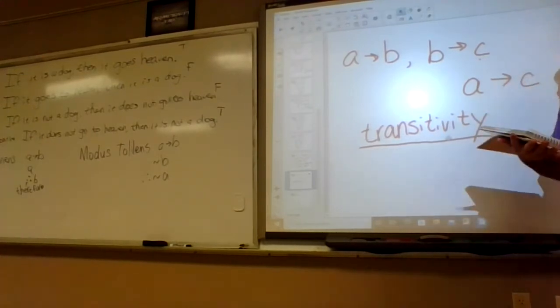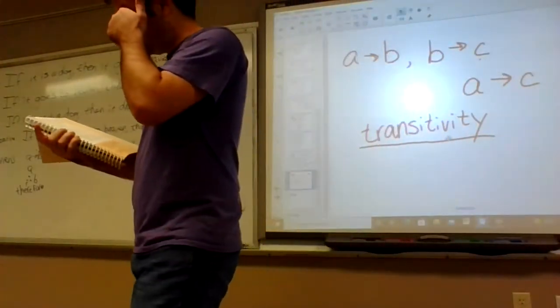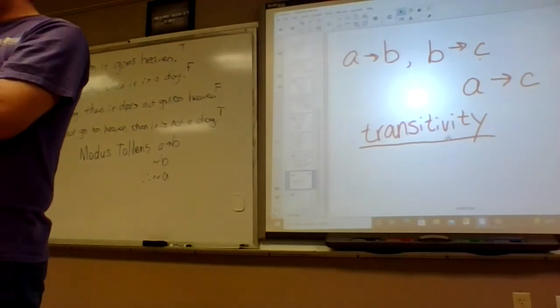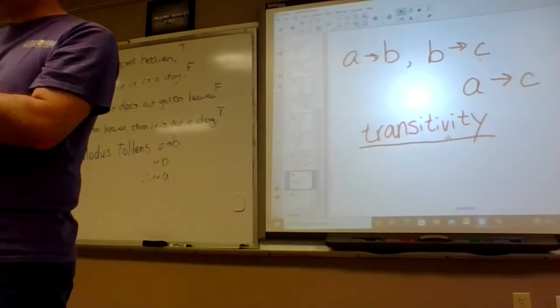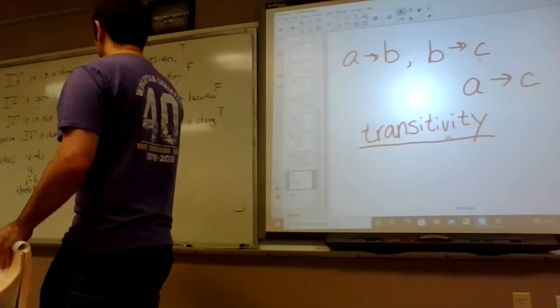We jumped to number 7, so leave space for 4, 5, and 6. Number 8 would be the modus. We're not doing 6 right now. Number 8, if A then B, and A happens, then what's going to happen? B. Modus ponens.